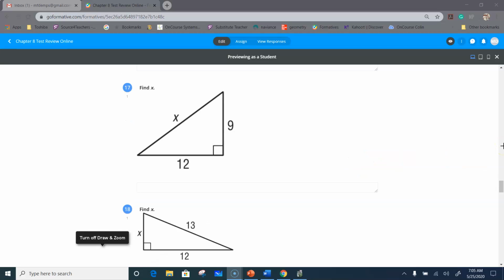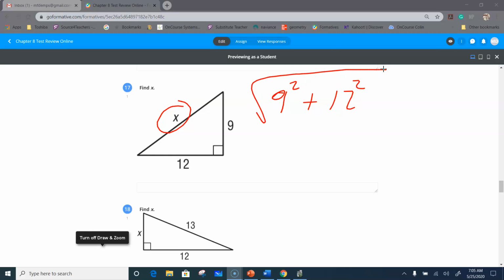So now we move into the Pythagorean theorem situation, and anytime that I'm finding the hypotenuse, the biggest side, this is where I'm adding. So to find x here, I do the same thing every time. I'm going to take 9 squared plus 12 squared, and I'm just going to take the square root of that.